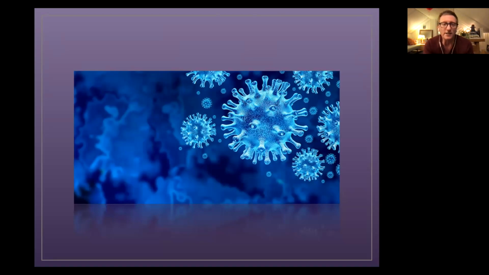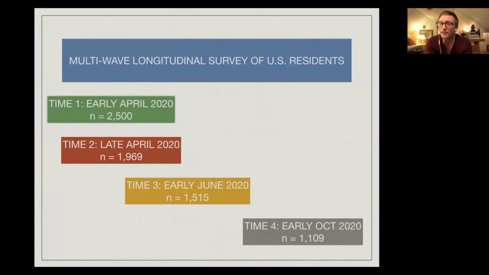And this is a multifaceted project, and I'm going to tell you about a piece of it today, which is a fairly large multi-wave survey that we've been conducting of US residents. The first survey went out in early April last year to 2,500 residents, and then we followed up again later that month, a third time in June, a fourth time in October. So we have this nice longitudinal data set.